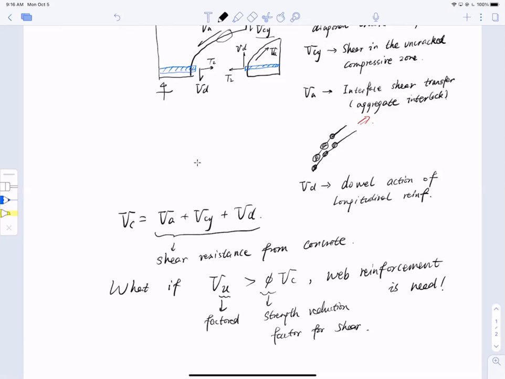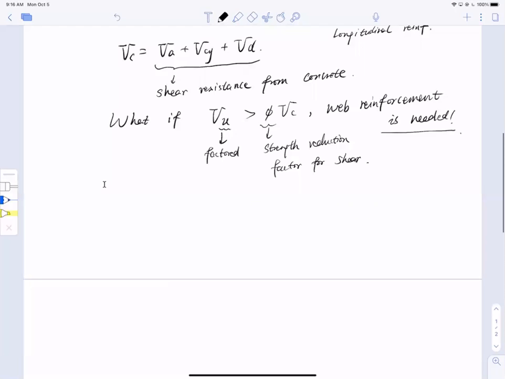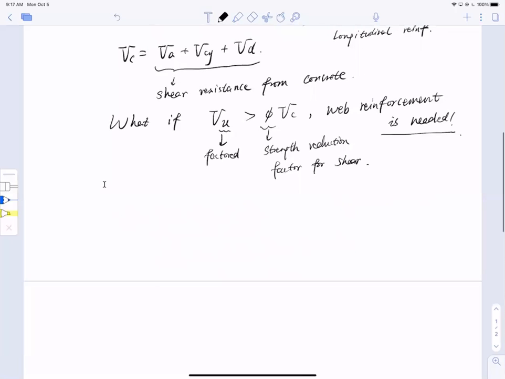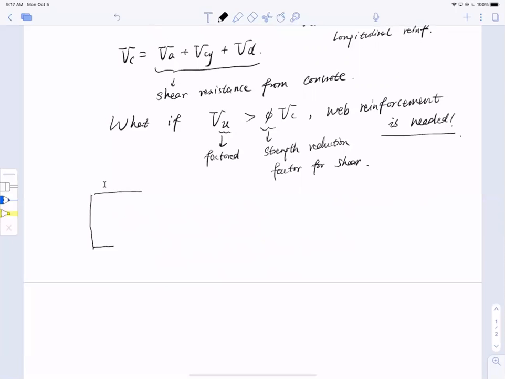So what happens after we introduce the web reinforcement? We still draw a section as a comparison. Let me draw this section right here as we drew before, and on the left is the section without stirrups.